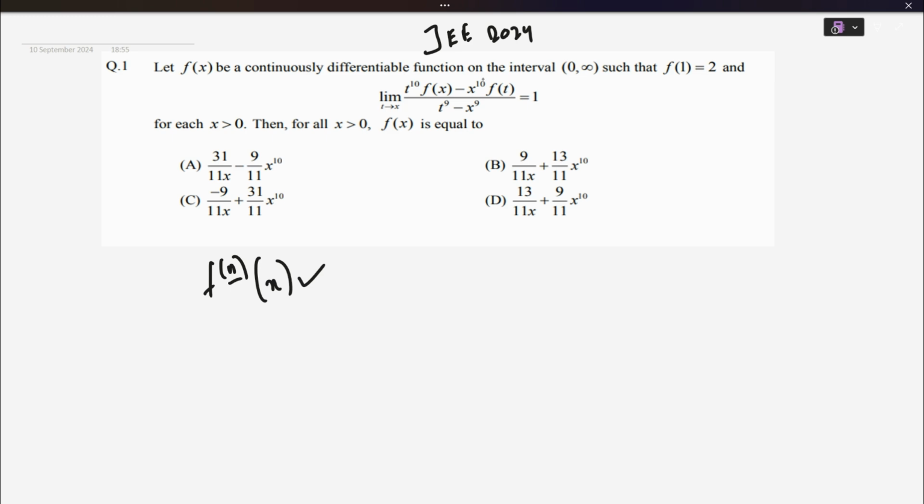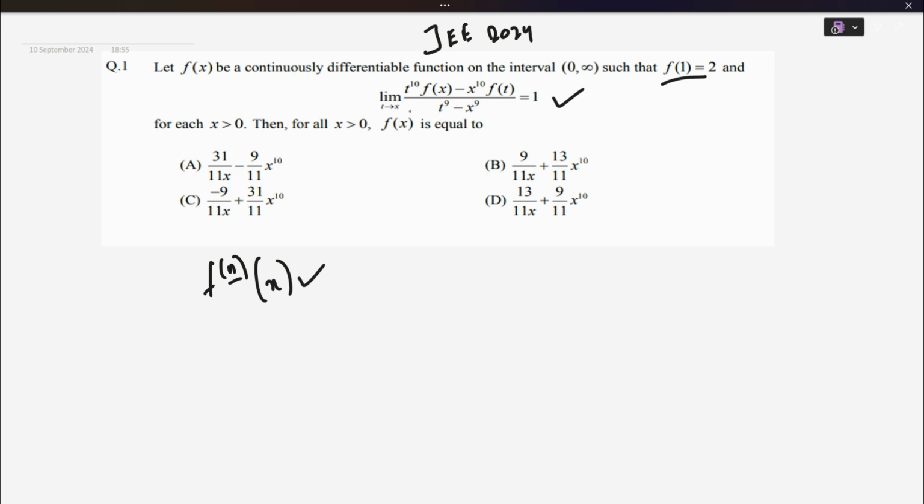And it is continuously differentiable on the interval 0 comma infinity, that is, on the positive real line, such that f of 1 equals 2, information we would require later. And we are given that for each x greater than 0, this equation holds. It is an equation involving limits, the function f of x, and some polynomials t to the power n and x to the power 10, and we have to find f of x for all x greater than 0.